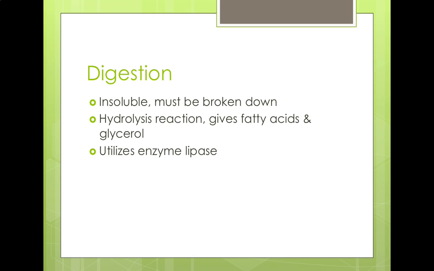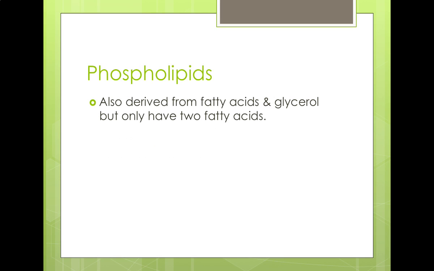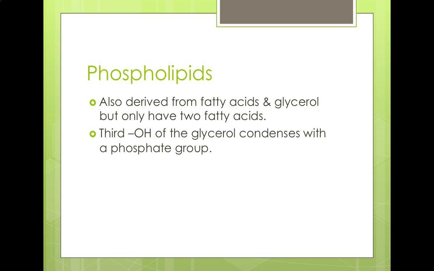So, phospholipids are one of our other main types. They're also derived from fatty acids and glycerol, but they only have two fatty acids rather than the three that we saw in the last one. It also is going to have a phosphate group. So the third OH of the glycerol condenses with a phosphate group.